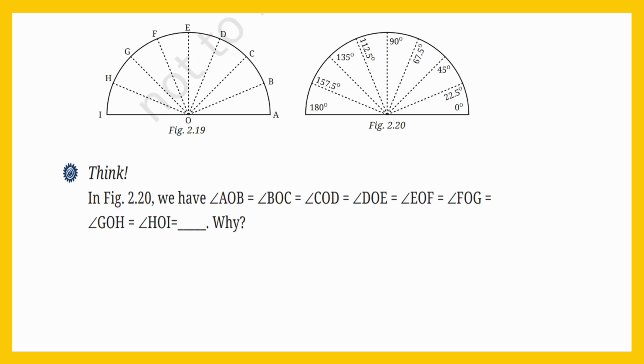See the figures. Here we have angle AOB is equal to angle BOC is equal to angle COD is equal to angle DOE is equal to angle EOF is equal to angle FOG is equal to angle GOH is equal to angle HOI is equal to 22.5 degree. Why? 180 degree divided by 8. We have 8 equal parts. So 180 degree divided by 8 is equal to 22.5 degree.